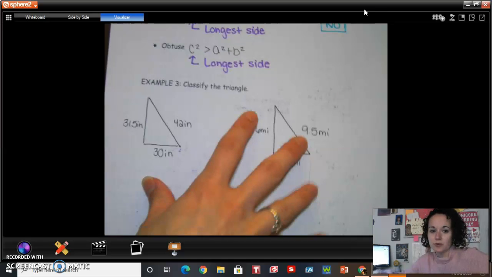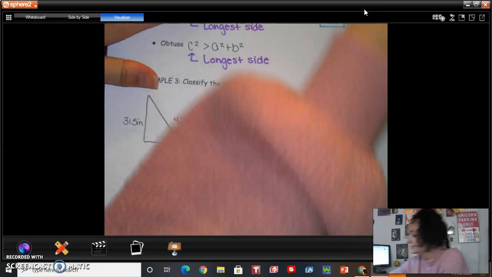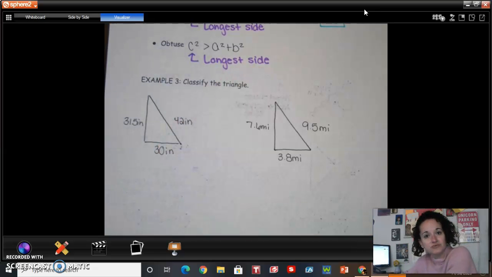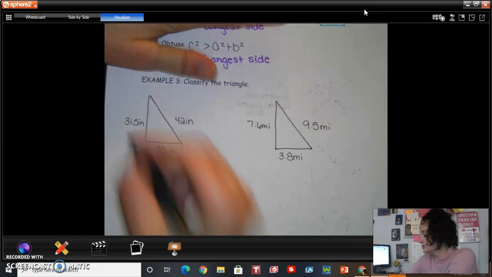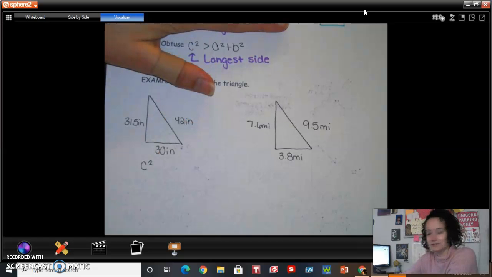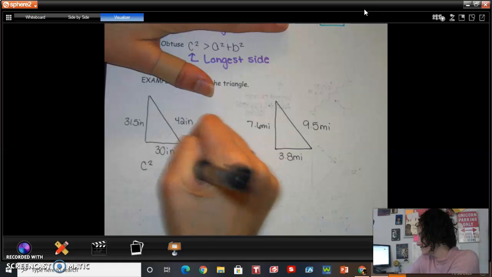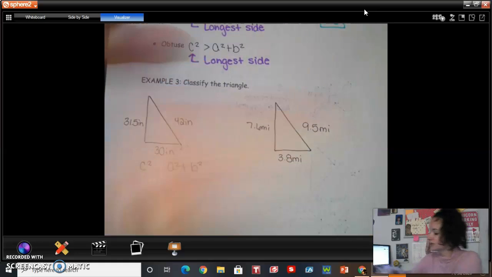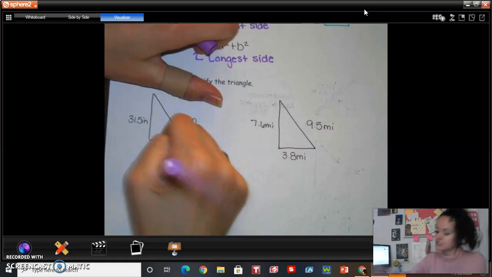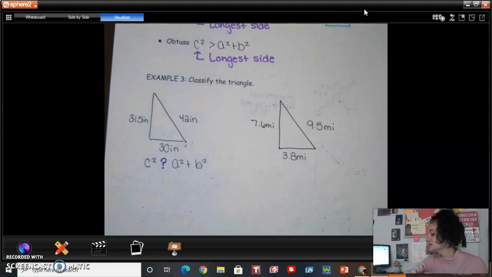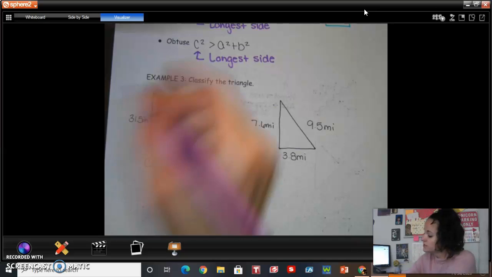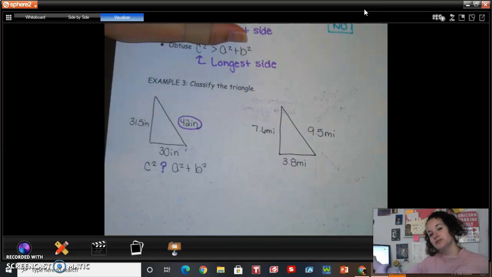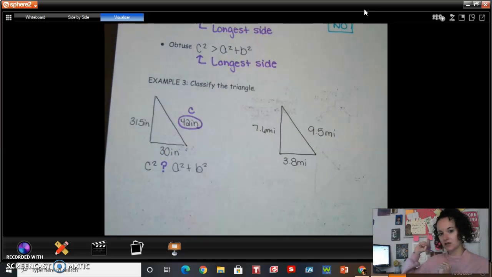So let's practice our inequalities. Our formula, we don't really know which one to use. We don't know what's going to go in there, but we do know it's c squared, something, a squared plus b squared. This question mark is going to tell us our final answer. So let's go ahead and find c. We have 31.5, 30, and 42. The longest side is always c, so our longest one is 42. That's going to be c because it's the longest.